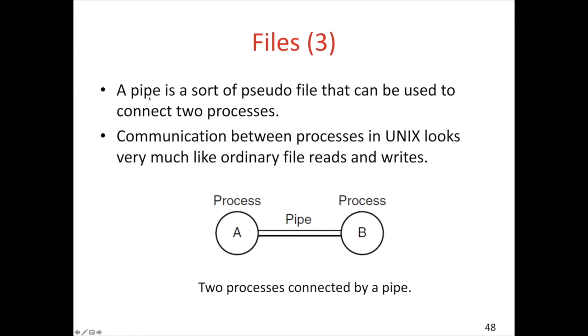Pipe is another concept in the Unix system. It is a sort of pseudo file that can be used to connect two processes.